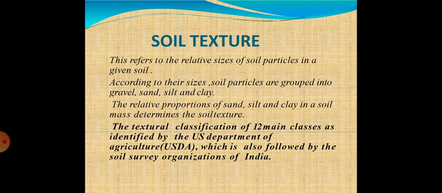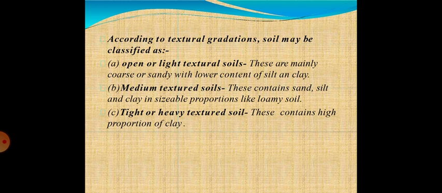The textural classification of 12 main classes is identified by the US Department of Agriculture, that is USDA, which is also followed by the Soil Survey Organizations of India. According to textural gradation, soil may be classified as open or light textured soils. These are mainly coarse or sandy with a lower content of silt and clay. Then medium textured soil. These contain sand, silt and clay in sizable proportion, like loamy soils. And tight or heavy textured soil. These contain a high proportion of clay.